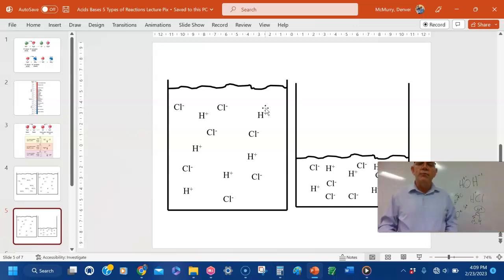All right, and sometimes we say, oh, it's not as strong. But keep in mind, in this case we're talking about strong acid or weak acid. It doesn't have to do with whether it's concentrated. Both of these are strong acids, okay?